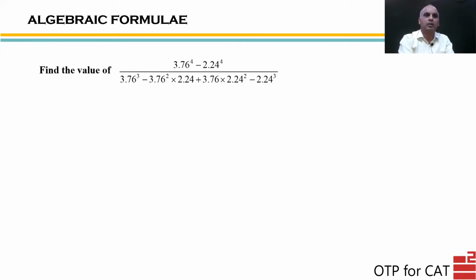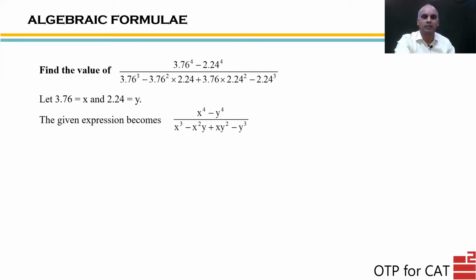One more example. Now we are supposed to find the value of this expression. Once again, don't find the value of the numerator separately and the denominator separately. That's going to be very, very lengthy. What you are supposed to do is think of what formula you have to apply here. The numerator is like x to the power 4 minus y to the power 4. Let us say 3.75 is x and 2.24 is y. Replacing these numbers by x and y, I will get x4 minus y4 upon the denominator expression. I hope now you can make out what formula we are going to use here.